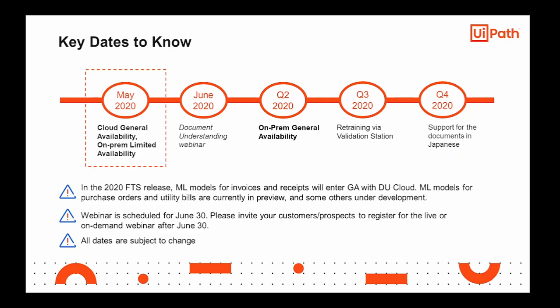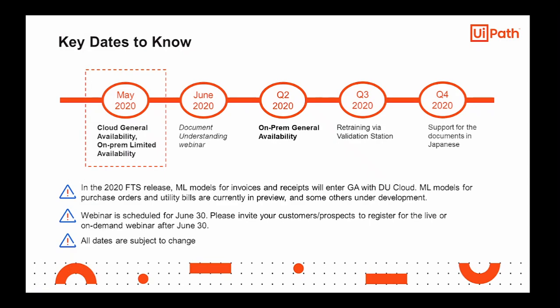Let's take a look at our major milestones for 2020 and key dates to know for the nearest future. First of all, with the 2020 FTS release, Document Understanding Cloud enters general availability, and Document Understanding On-Prem enters limited availability. GA of Document Understanding On-Prem is expected in Q2 this year. This means that only certain customers will be able to use the on-prem version until it enters GA. This release will include machine learning models for invoices and receipts. At the same time, models for purchase orders and utility bills are currently in preview, and some others are in development. A webinar on document understanding is scheduled for the end of June.